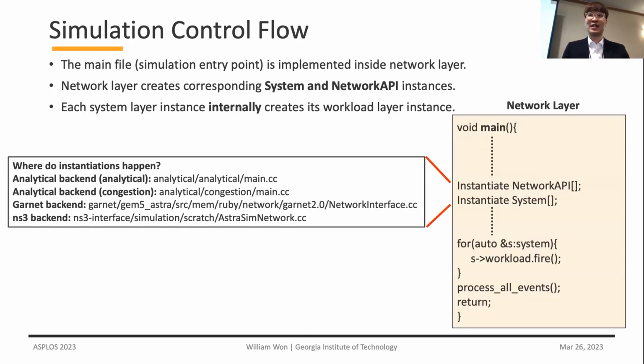Whenever the network simulator has implemented this network API inside the network simulator, you can instantiate this network API in the system layer and initiate the ASTRA-sim frontend. Then, as the network backend runs the simulation, the frontend and the network backend communicate with each other and run the distributed training simulation. So those are the main entry points of each network backend.